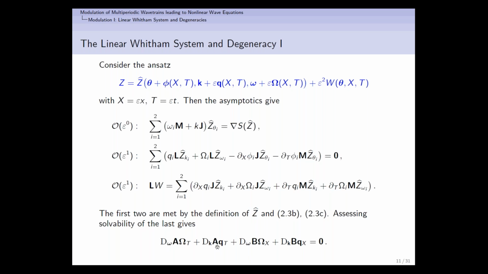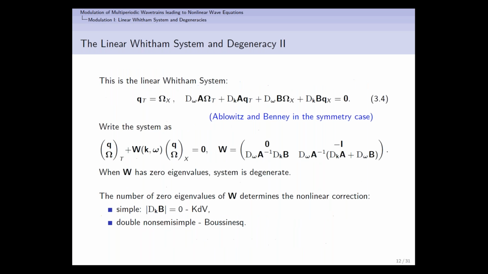So these are evaluated at the k and omega up here. These are fairly arbitrary now. So for the full linear Whitham system, I need to include the cross derivative as well. Now Ablowitz and Benney got this for the nonlinear wave equation, but this generalizes it for any Lagrangian with a symmetry. So we've moved things forward at this stage anyway, and we're hoping to push even more boundaries by deriving nonlinear equations. So to discuss when the nonlinear equations are relevant, we need to discuss this matrix here, W.